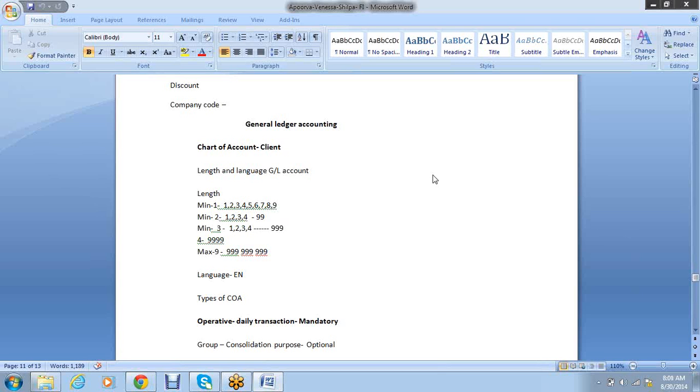So whenever I'm integrating the GLs within the FI, outside the FI, within any other module, the system will do it via the chart of account, not via your company code. It will be integrated via your chart of account. Okay. So chart of account tells about length and language of the GL account. When I say length, minimum is 1, maximum is 9.